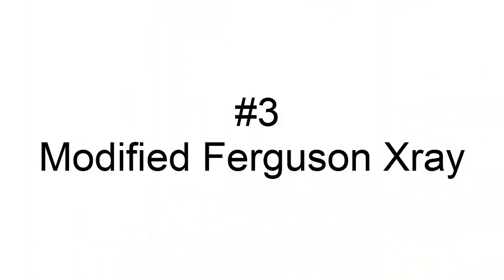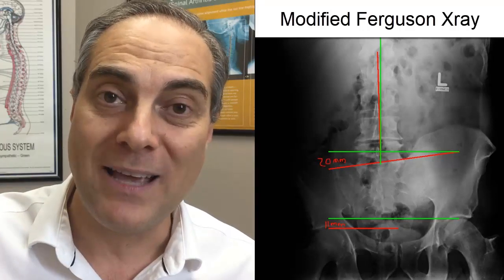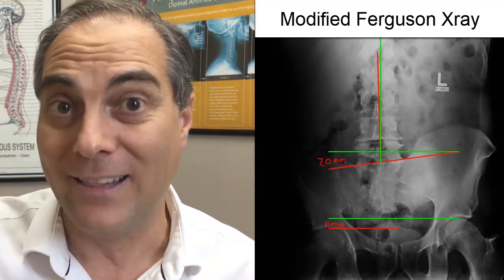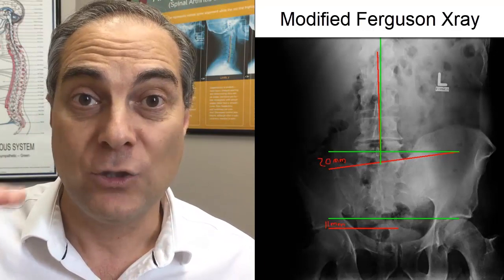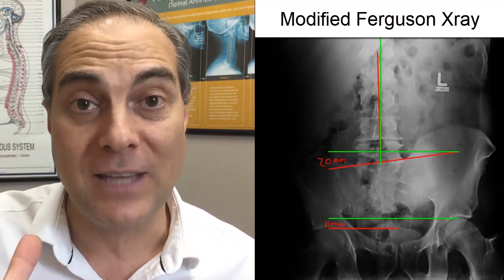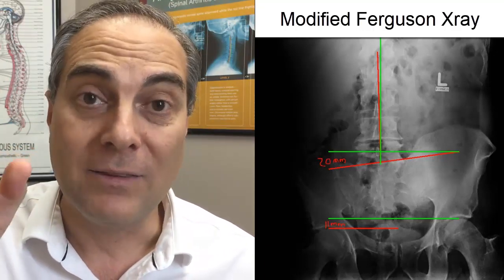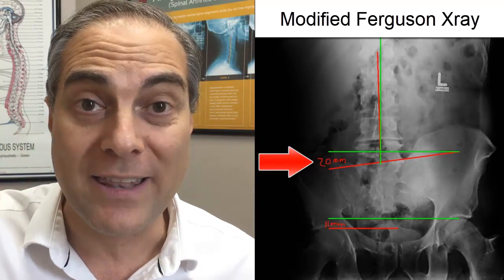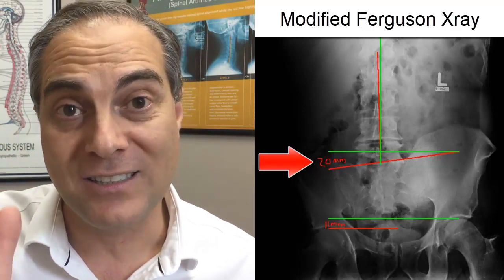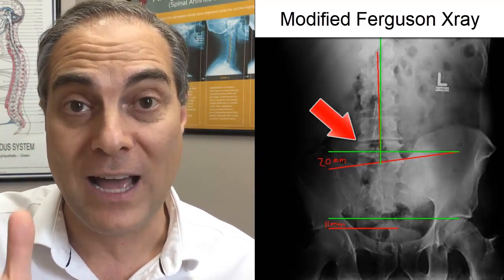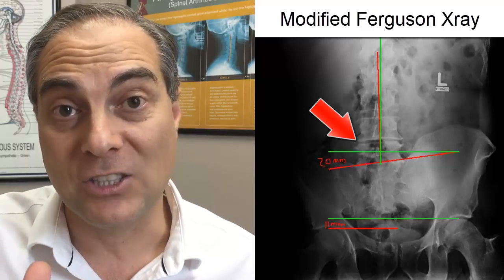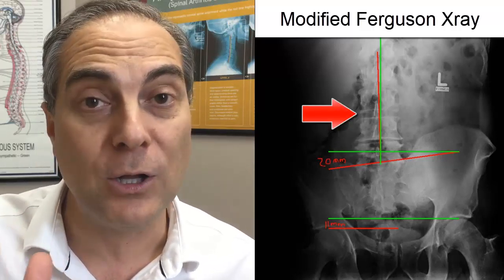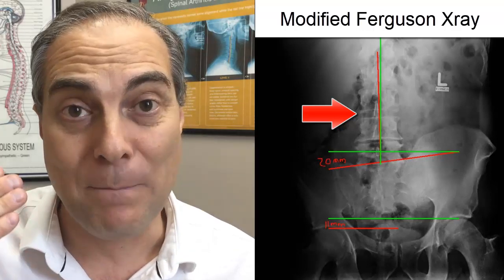Number three, I would take what's called the modified Ferguson X-ray. It's a specialized view that looks for the leveling of the sacral base and also for any anatomical leg length differences. What that means is, think about this, the spine sits on the sacrum and the sacrum should be level. If the sacrum's tipping down or tilting or unlevel or uneven, then that can cause a distortion at L4, L5, L5S1, and that can cause the spine to tilt to one side or even buckle and curve to one side.